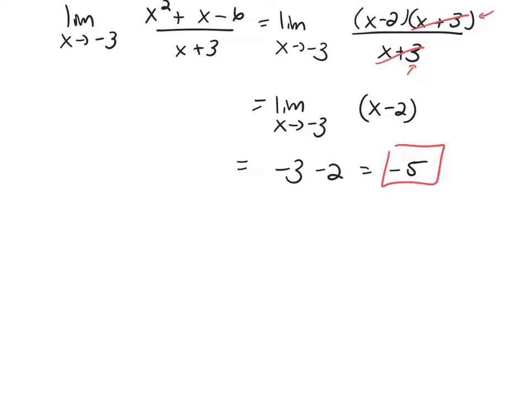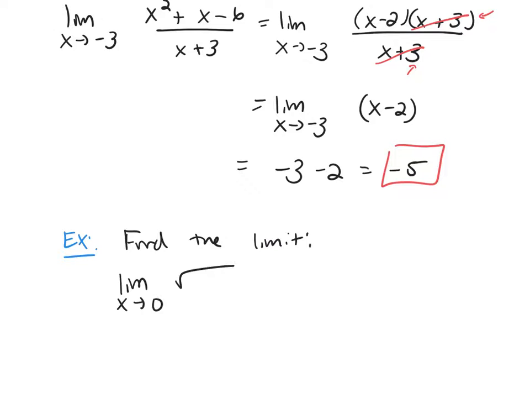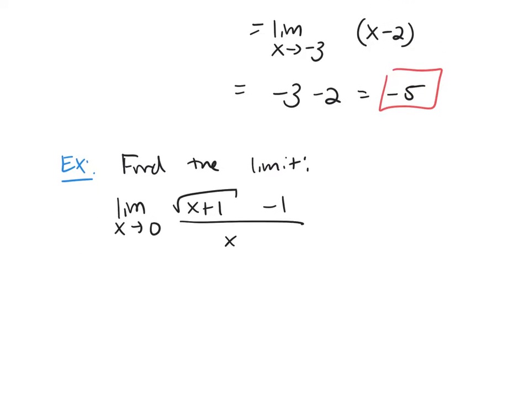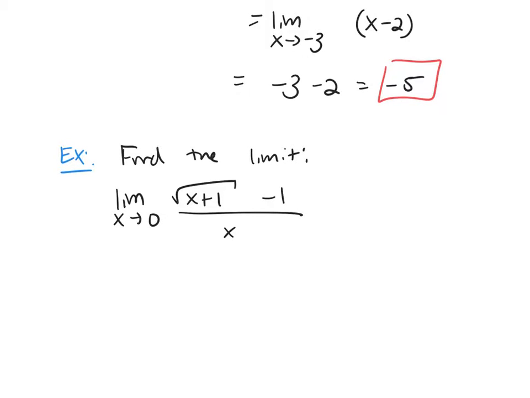Let's look at our next example. Find the limit as x goes to 0 of the square root of x plus 1 minus 1, over x. So again, the first thing we always try is just plug in the number and see what happens. So here, if I plug in 0 for x, I get the square root of 1, which is 1. I get 0 over 0.